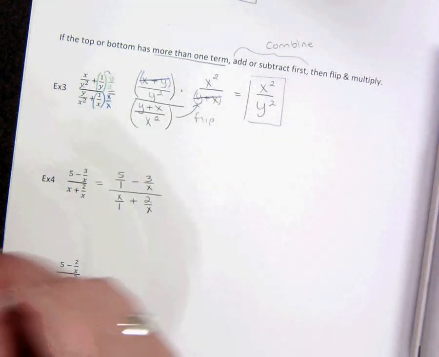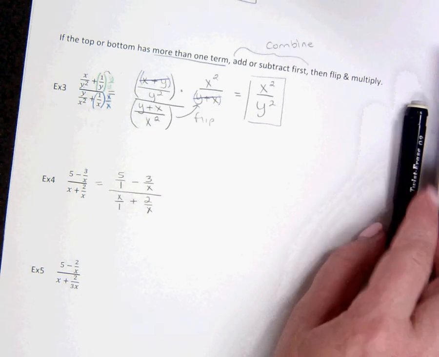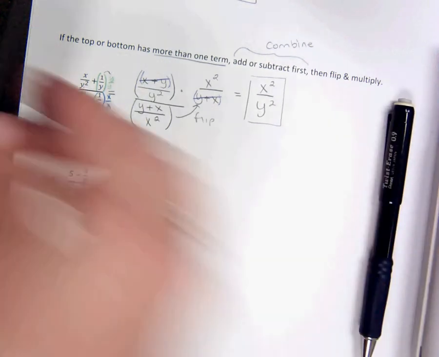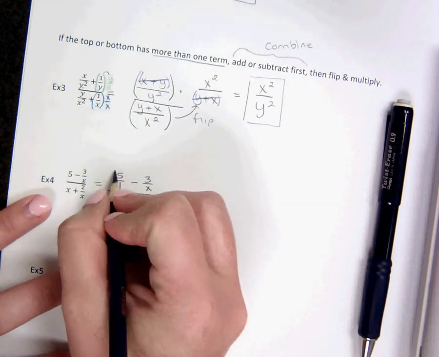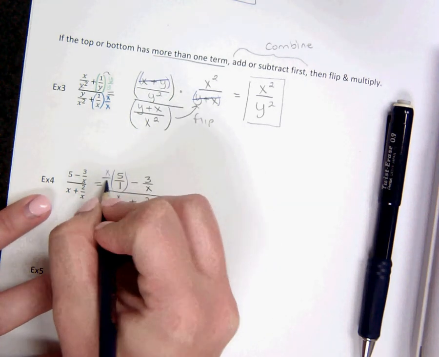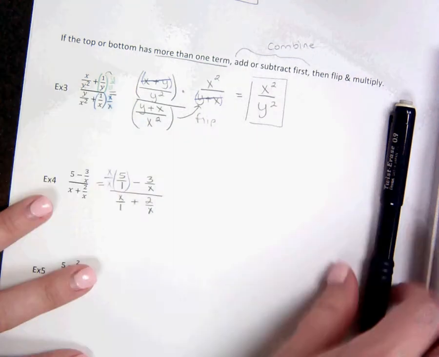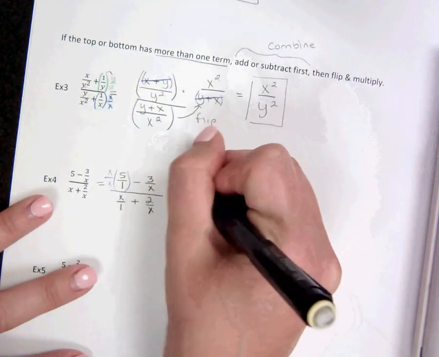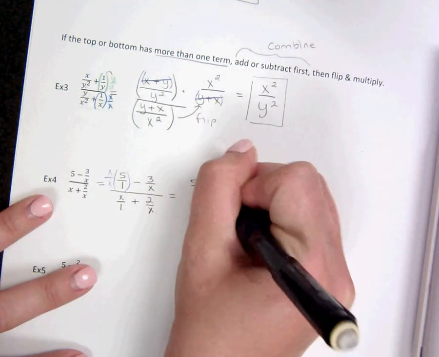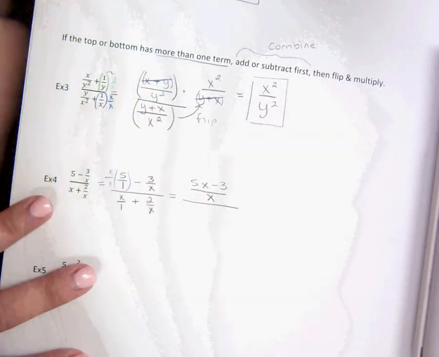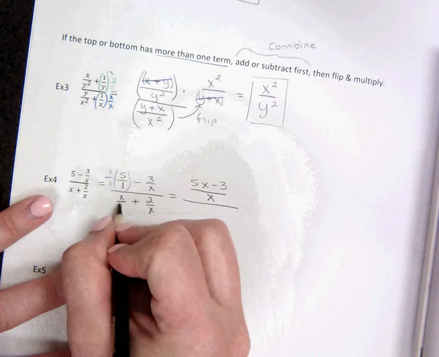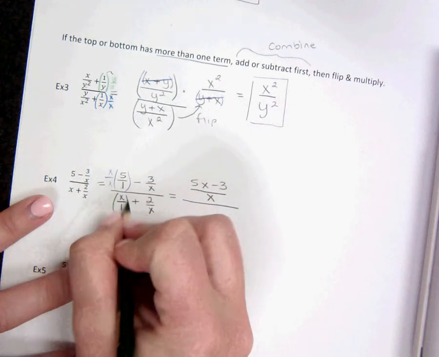So we're going to use the same technique as example 3. We're going to look at the denominators of the top. We have 1 and x, so we need to multiply this one by x. And that's going to give us 5x minus 3 all over x. And we're going to do the same idea on the bottom. We have 1 and x, so we're going to multiply this one by x.